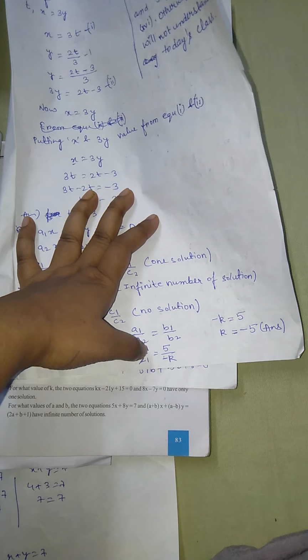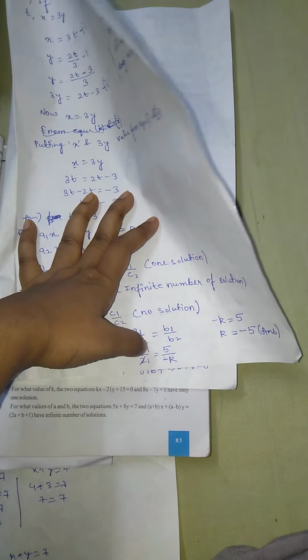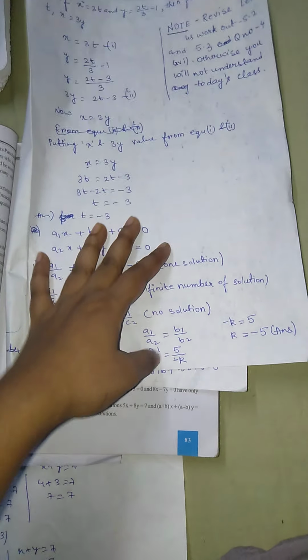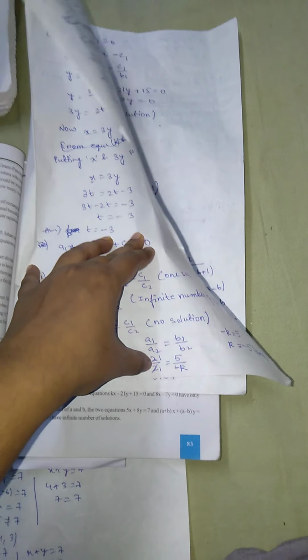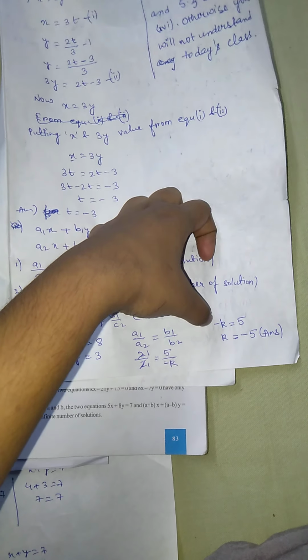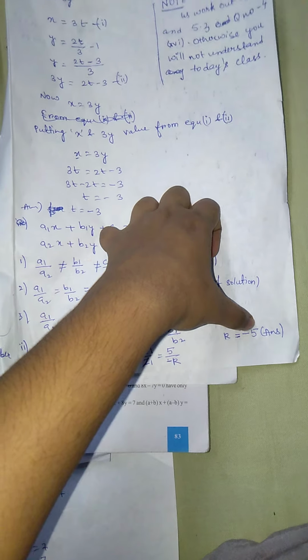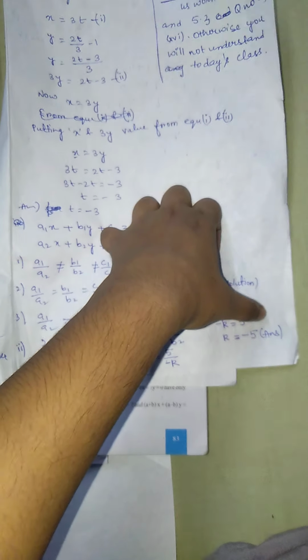Now 2 ones are 2, 2 ones are 2. So you are getting 1 by 1. Now you will do cross multiplication. Minus k into 1, minus k, 5 into 1, it will be 5. Now minus sign will go this side, it will become plus, so k equals minus 5.